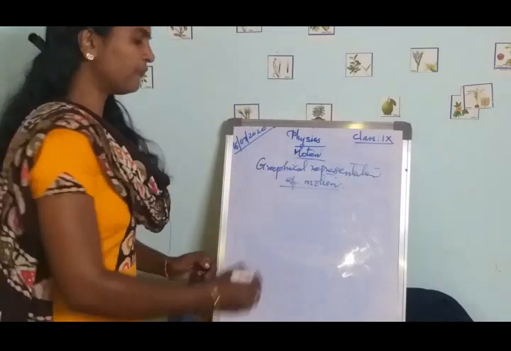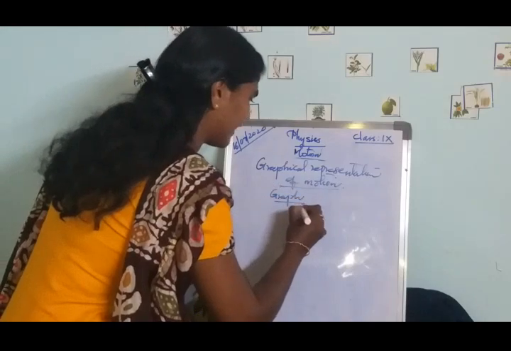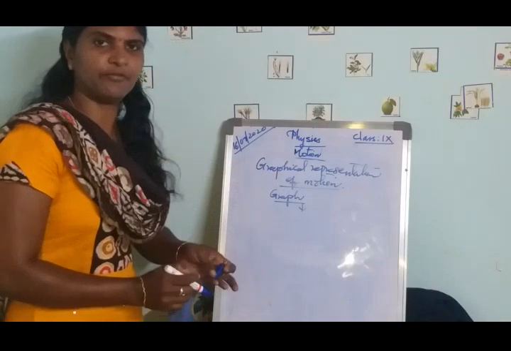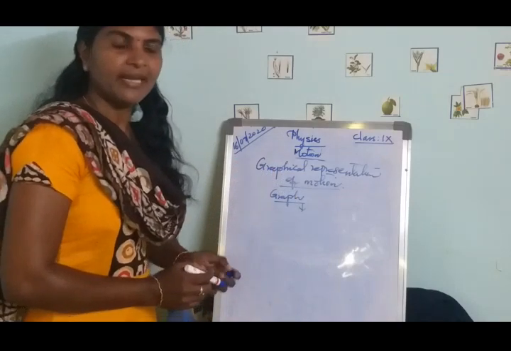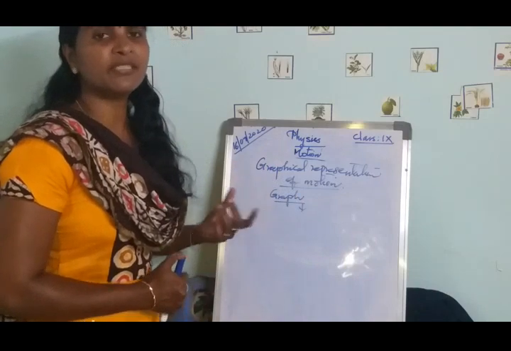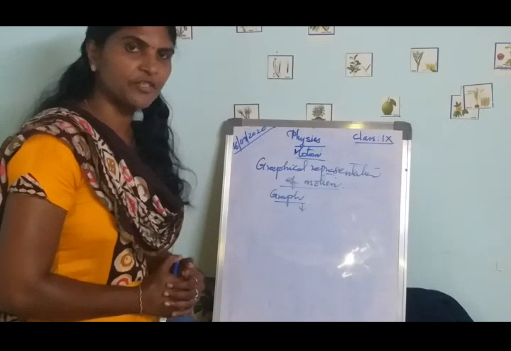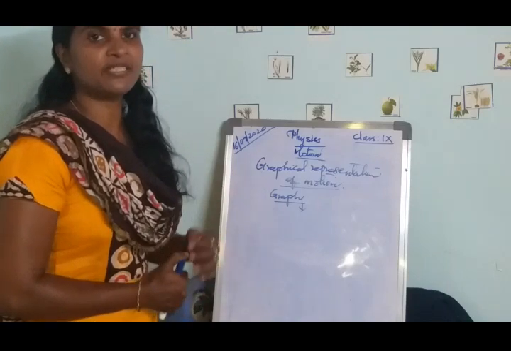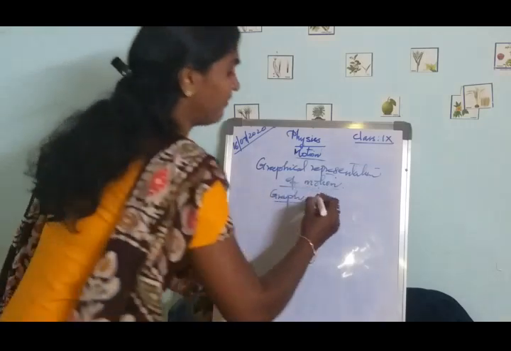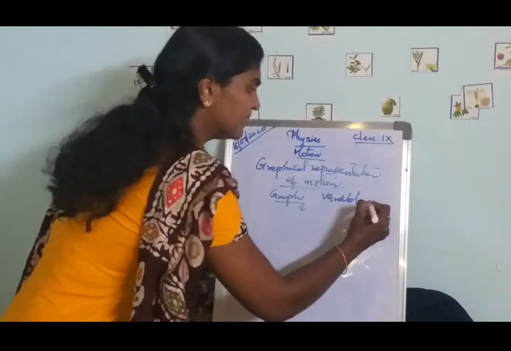All of you know about graphs. In maths classes you are used to drawing graphs. What is meant by a graph? A graph is a pictorial representation of the variation of two physical quantities, and the varying quantities are called variables.